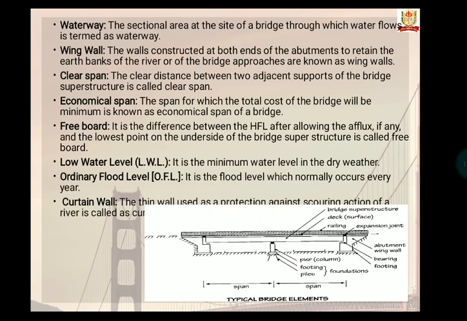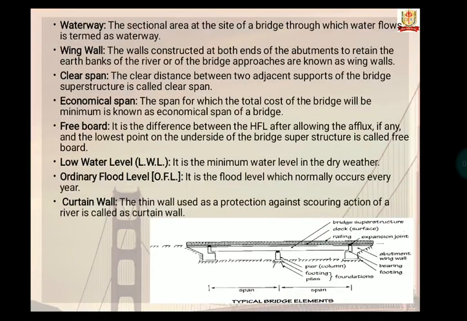Waterway. The sectional area at the site of the bridge through which the water flows is termed as waterway. Wing walls. The walls constructed at both ends of the abutment to retain the earth bank of the river or of the bridge approaches are known as wing walls. Clear span. The clear distance between two adjacent supports of the bridge superstructure is called the clear span. Economical span. The span for which the total cost of the bridge will be minimum is known as the economical span of the bridge.